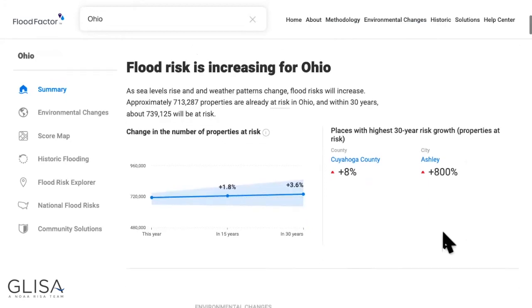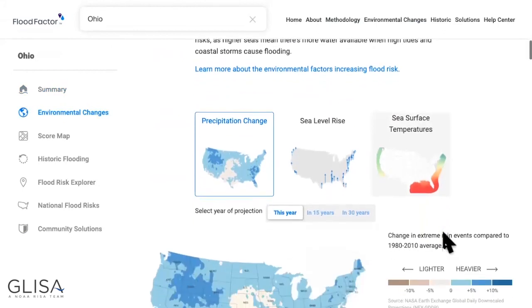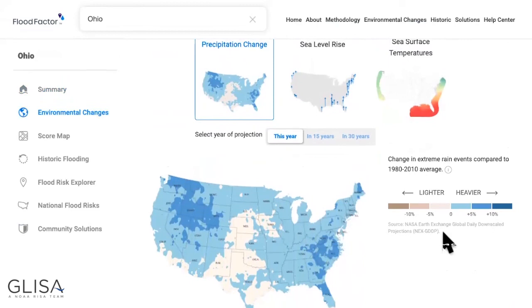Again, just like zip codes, counties, cities, or individual properties, environmental changes can be investigated for the state. For the Great Lakes region, only precipitation changes are relevant, as changes in lake levels and lake surface temperatures for the Great Lakes are not yet included in the model.